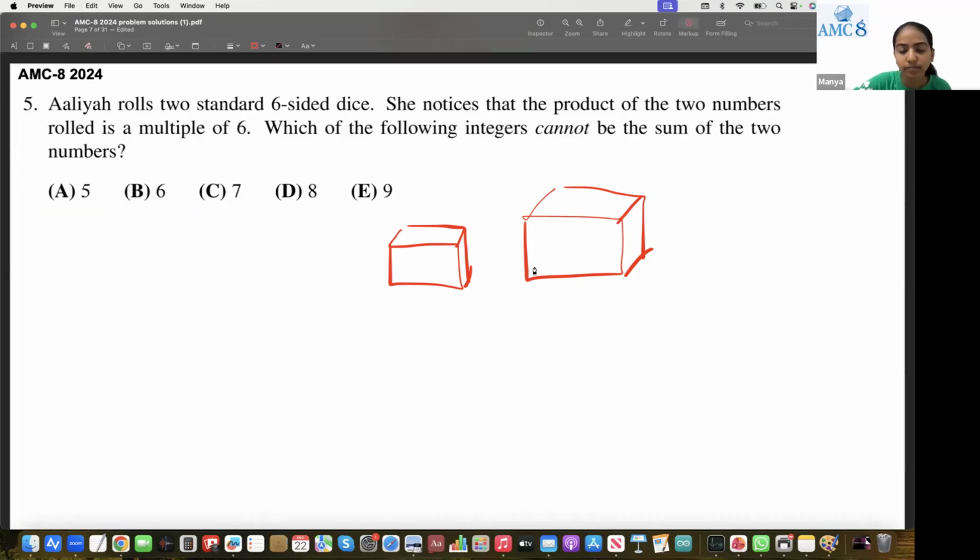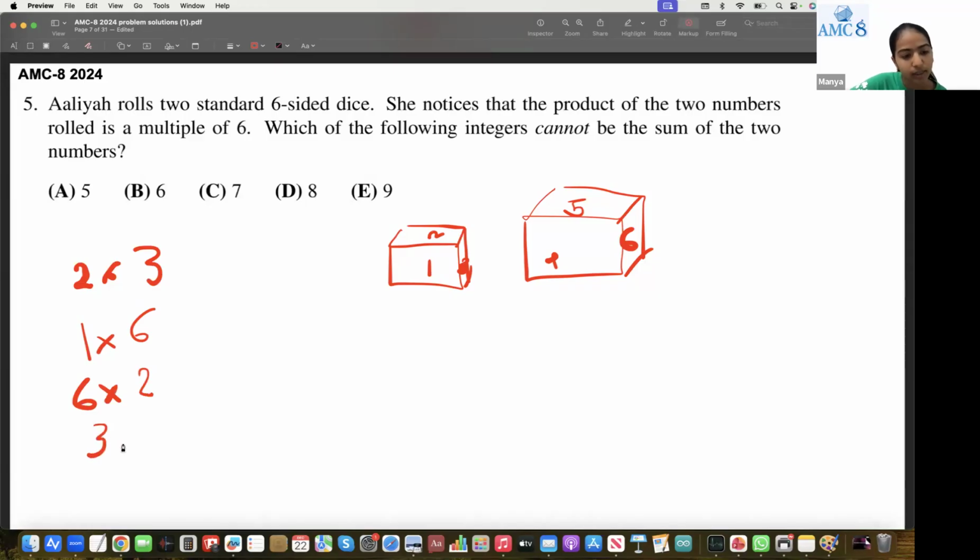So she has two dice here. And these are just standard six-sided dice, meaning that they have the numbers 1 through 6. So maybe 1 can be here, 2, 3 here maybe, 4, 5, 6, or something like this. So now we know that this is just a standard six-sided dice. And by a multiple of 6, well, what can we do? We know that a multiple of 6 can include 2 times 3. There can be 1 times 6. 6 times 2.